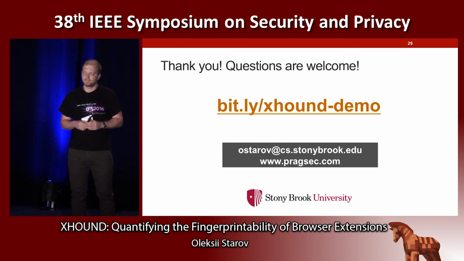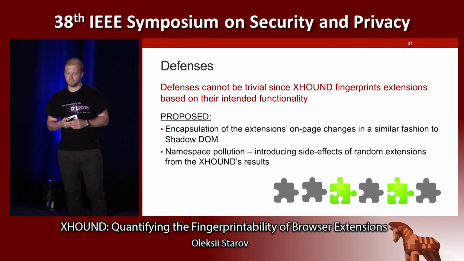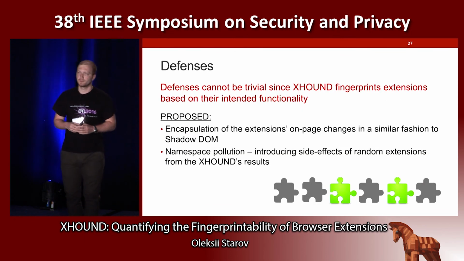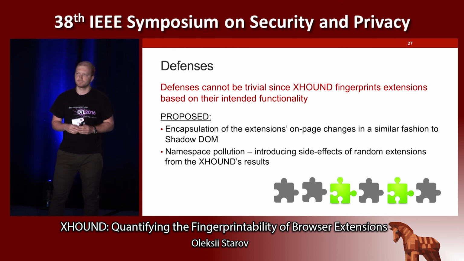So I have a question. The namespace collision, or namespace pollution, countermeasure seemed particularly promising. In the paper, you mentioned a few challenges to actually implementing that in practice. Could you comment a little more on what some of those challenges would be?